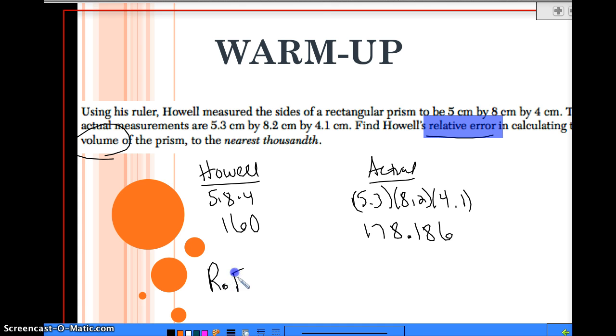relative error is equal to, you find the difference between the two. I'm going to go ahead and put the larger one first. The book always uses absolute value, but if you put the larger one first, you won't have to worry about that. And always divide it by the actual.